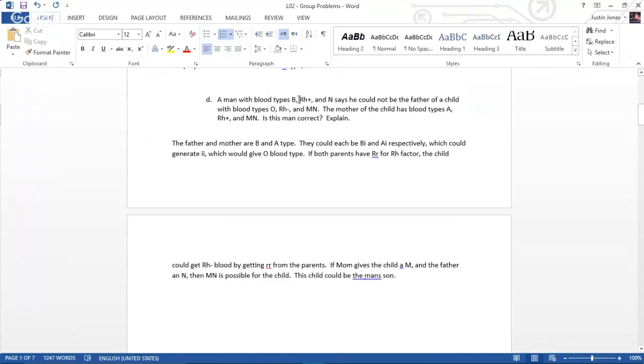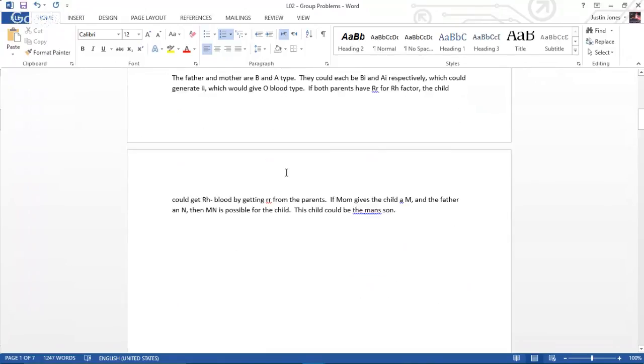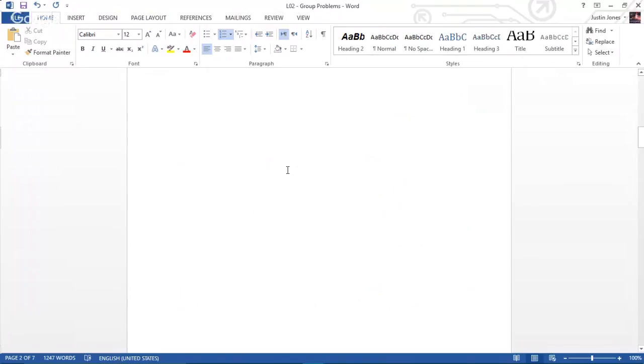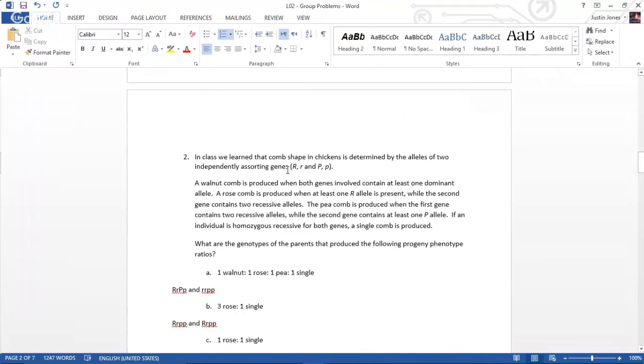Then for Rh, both mom and dad are dominant with the positive, but they could be heterozygous, which would mean that there is a 1 in 4 chance that the child could be negative. And then we have MN and N for the mom and the dad. So dad is going to give an N, and mom has the ability to give an M. So the solution, which I wrote down here, is that this child could be the dad's son, but we don't know just from this. We can't rule him out, though. On to question 2.